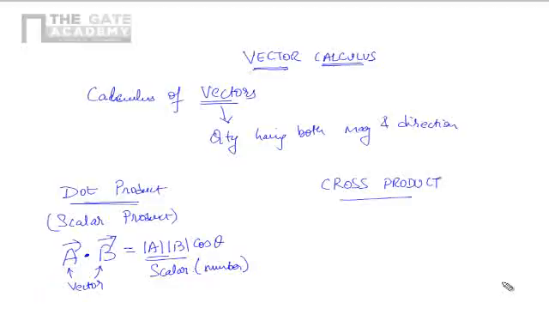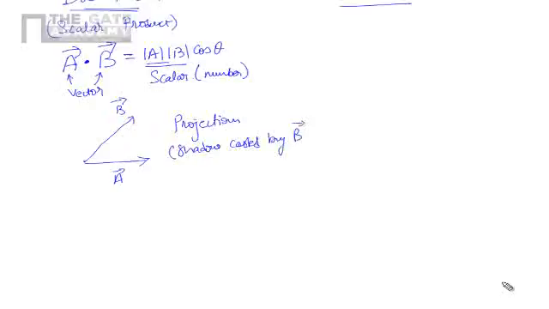Okay, now why I am interested in doing this is, let me say that this is my A vector, this is my B vector. I want to know the projection of B vector on A vector. Projection means what? In common language it is the shadow cast by B on A, or in technical language it means the component of B vector along A vector is what we are trying to find. So this is the angle theta.